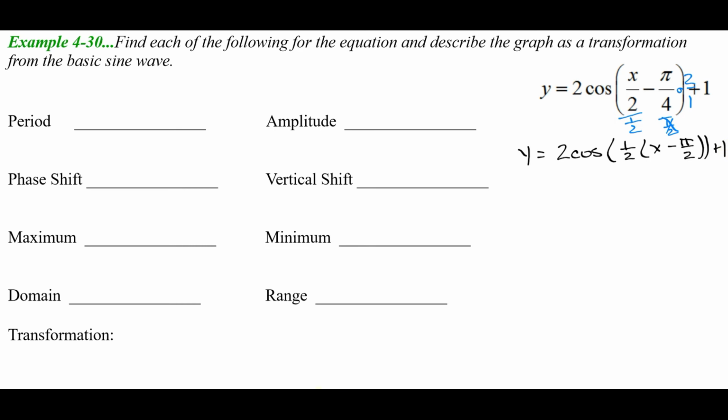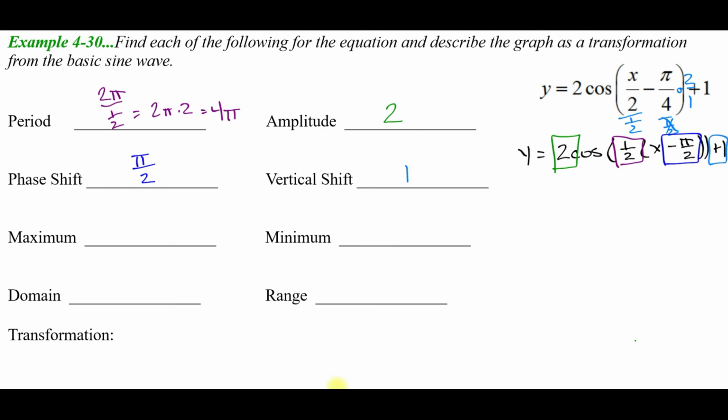So then again, once I'm in this factored form, now I can start looking for my properties. So remember, this value here is my amplitude. This value here I'm going to use to find my period. So this is going to be 2 pi divided by 1/2. So remember, that's 2 pi times 2, which is 4 pi. Next, we have this value here, which is my phase shift. Change the sign on it, so pi over 2. And then finally, we have our vertical shift of 1.